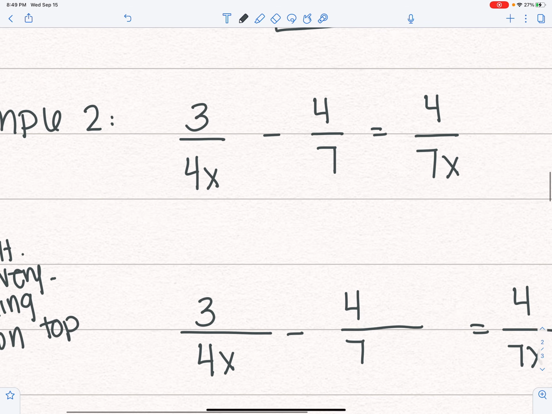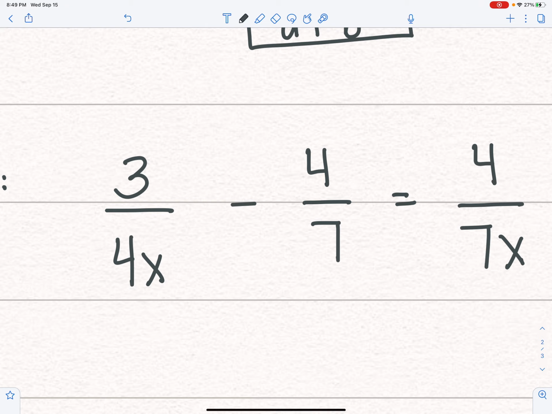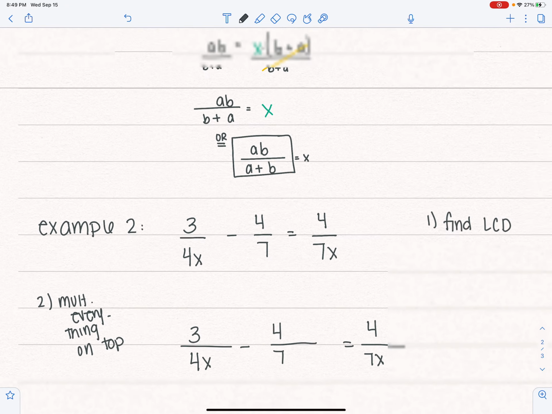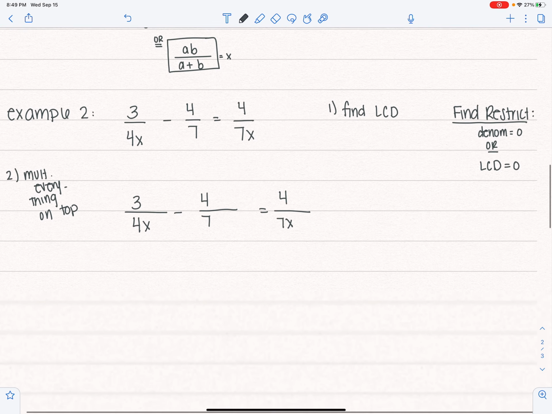All right, example 2. Here's our problem: 3 over 4x minus 4 over 7 equals 4 over 7x. I have multiple fractions, so the first thing that I'm looking for is the restrictions.